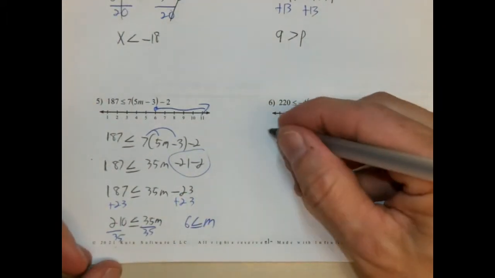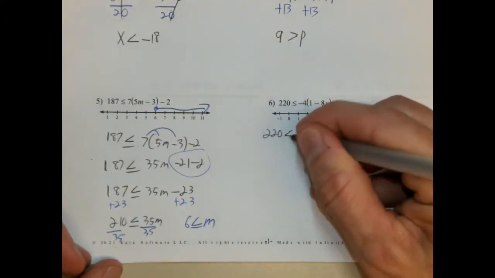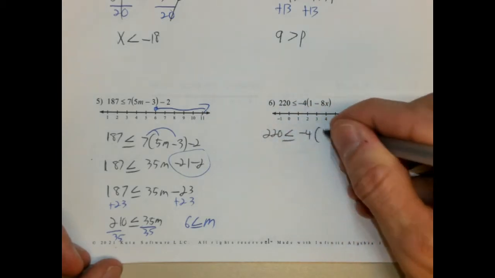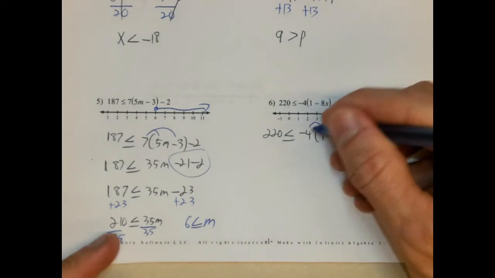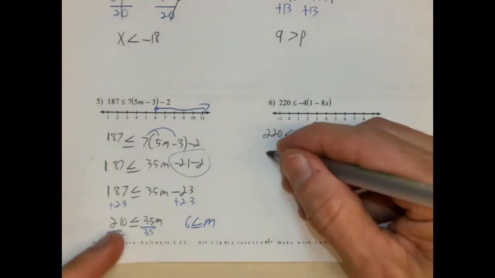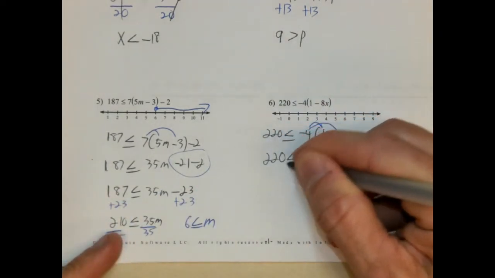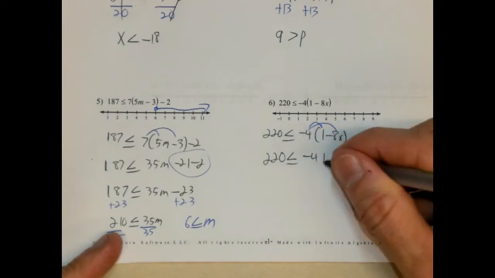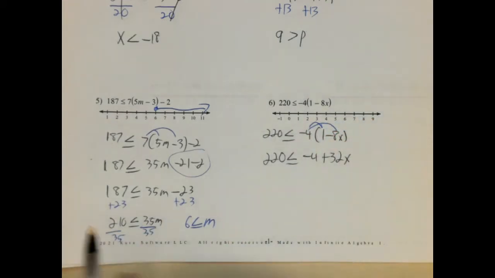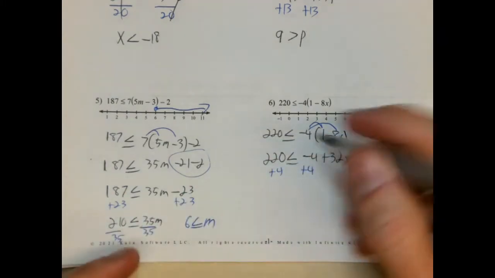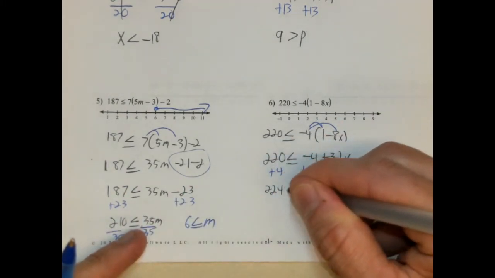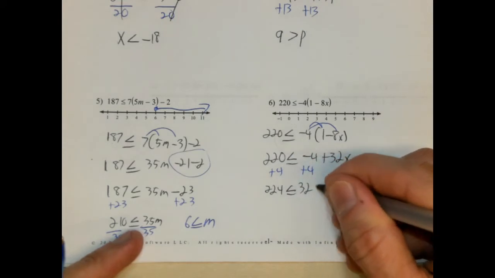Let's rewrite this. So we have 220 is less than or equal to negative 4 times the quantity 1 minus 8x. Let's distribute that negative 4. So 220 is less than or equal to negative 4 plus 32x. We're going to add 4 to both sides. That's our constant. So 224 is less than or equal to 32x.